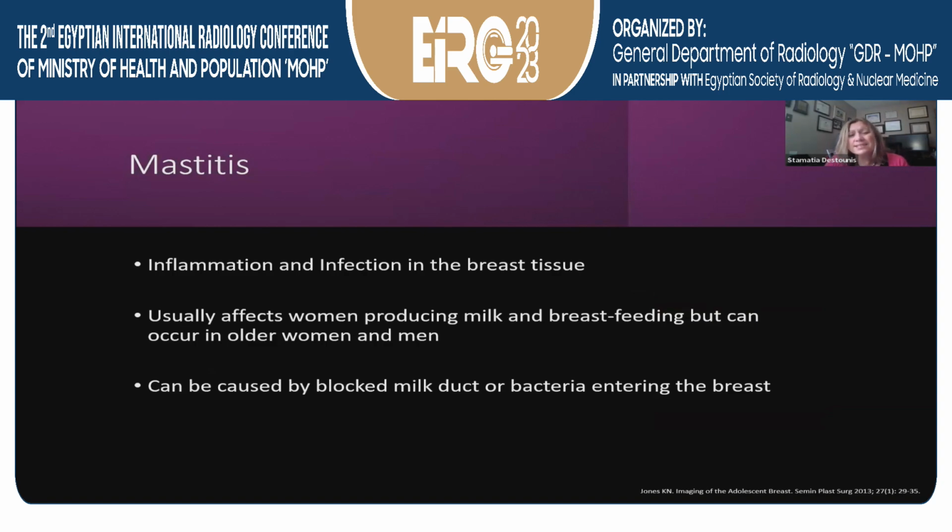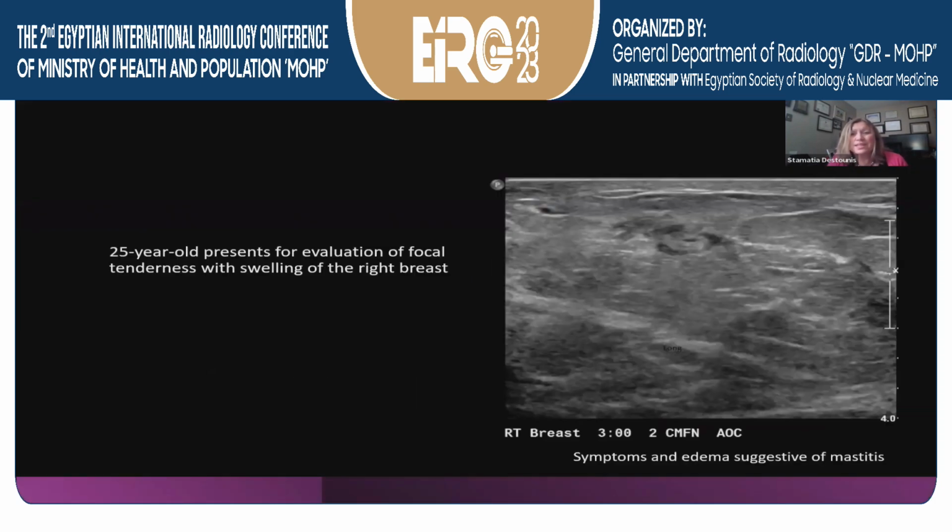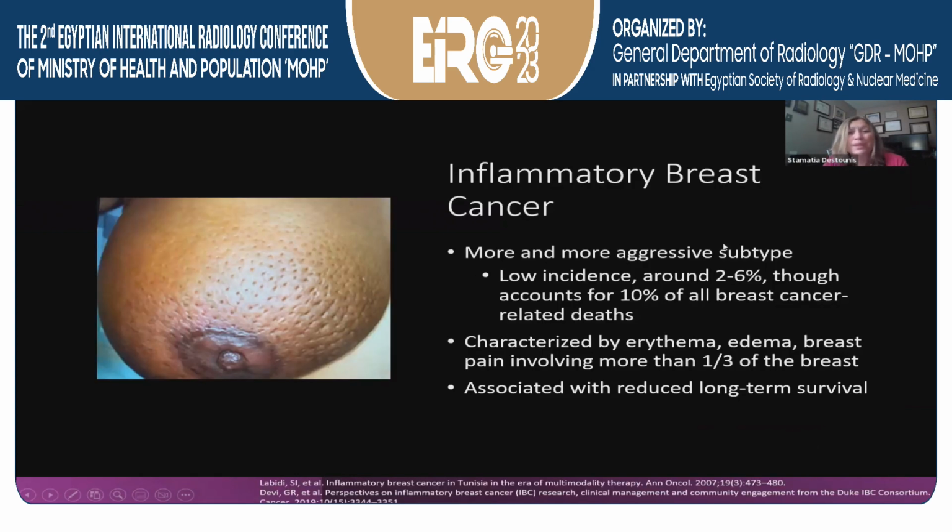So mastitis, inflammation of the breast tissue, infection, usually occurs in women that are producing milk, breastfeeding women, but it can occur at any age. And you're going to have to treat the patient, obviously, if you're the first person seeing her with her symptoms. This is an ultrasound of a 25-year-old. She has focal tenderness and swelling of the right breast. It's warm to touch. These symptoms and the edema that we see are suggestive of a mastitis. So you treat the patient and bring her back.